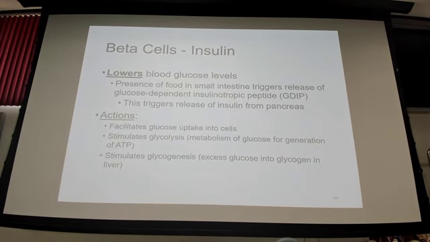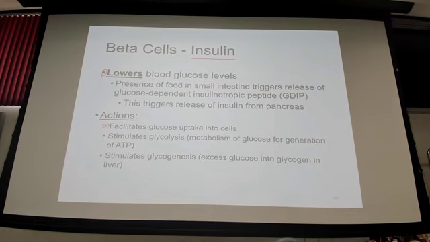Insulin. We all know what insulin does. It lowers blood glucose levels. We have to give it to some of our diabetic patients because their pancreas doesn't make it anymore. All right. So how does it do it? Glucose uptake into the cells, right? If we utilize the glucose that's circulating out there, it goes away, right? So that's one way, and facilitating cellular uptake.